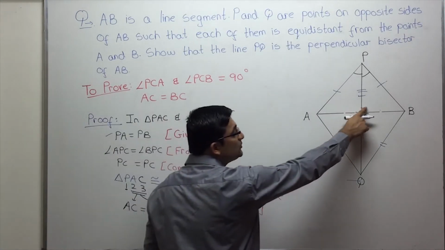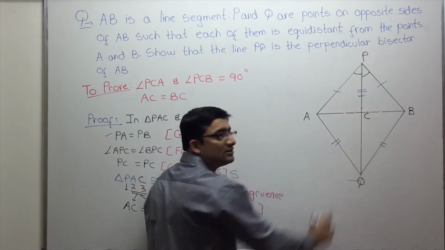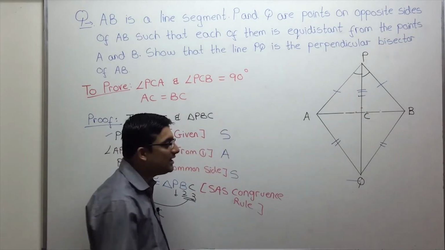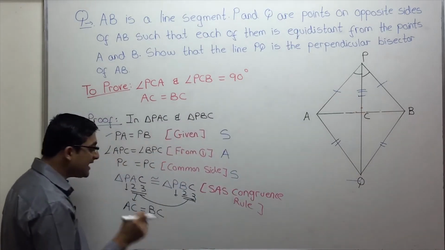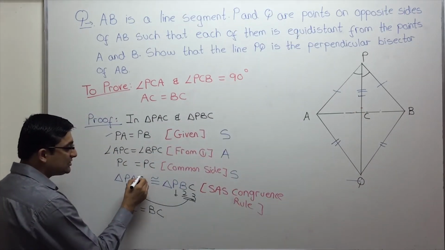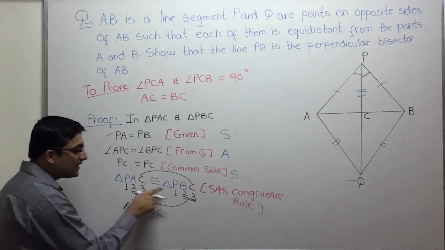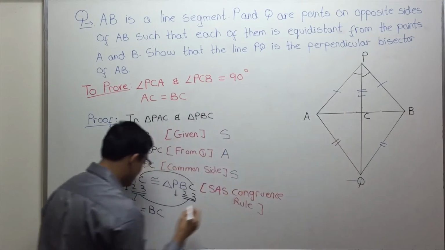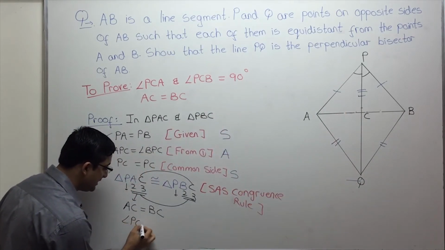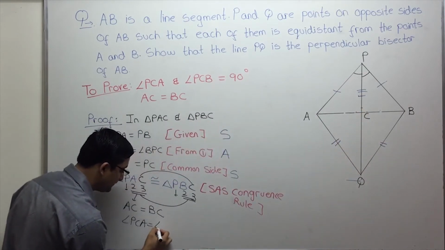Next, how do we get these two angles are 90? See, this over here is a line. So if these two angles are equal, sum is 180, each is 90. I'll explain. Let's get the corresponding angle. So this is angle C. Which is the angle corresponding to C? C is the third letter. Third letter corresponds to third letter. So angle C of this triangle is equal to angle C of this triangle. What is angle C of this triangle? Angle PCA. So angle PCA is equal to angle C of this triangle, angle PCB.